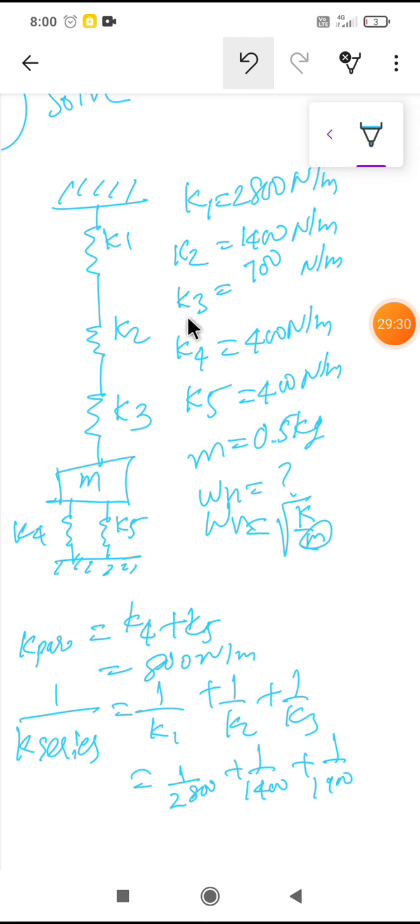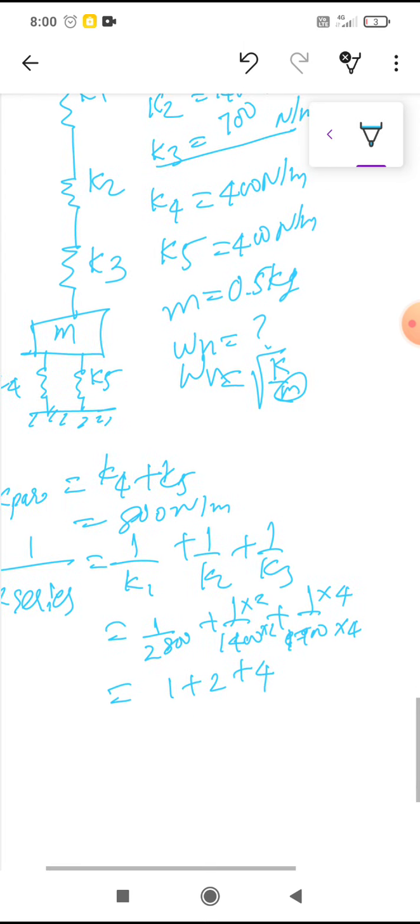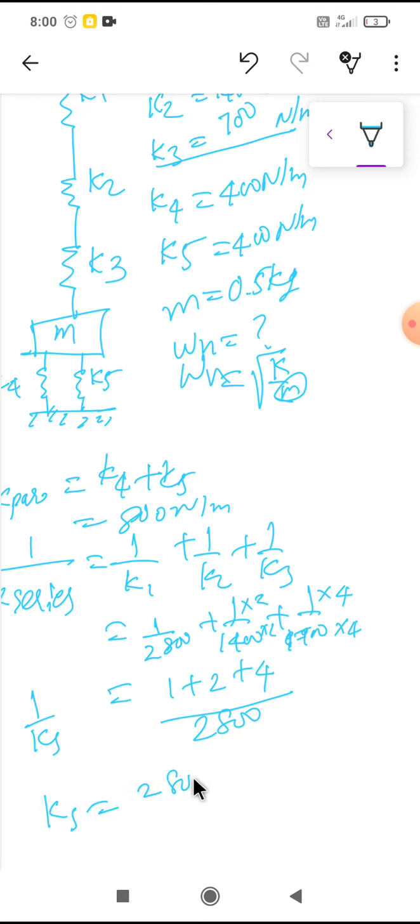Sorry, the k3 value was 700, so I'll just take 700. So taking the LCM, 2800: 7 times 4 is 28, and 28 and 14, 2 times 14 is 28. So it will be 1 plus 2 plus 4 divided by 2800 for 1 upon k series. So k series will be 2800 divided by 7, and 7 fours are 28, so it will be 400.